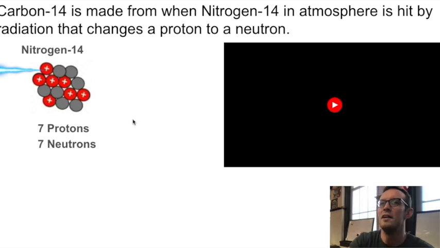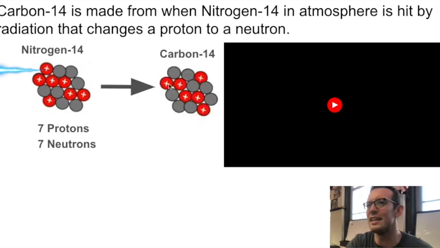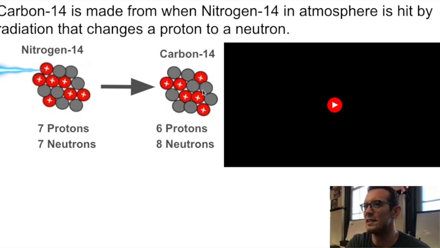Okay, so doing the math on this, when that proton changes into a neutron, it now is no longer nitrogen. Nitrogen, by definition, has 7 protons. And it just lost one. So now it's a carbon atom instead with 6 protons. However, it still has a mass of 14 because it didn't destroy the proton. It just changed it into a neutron. So that's where carbon-14 comes from.